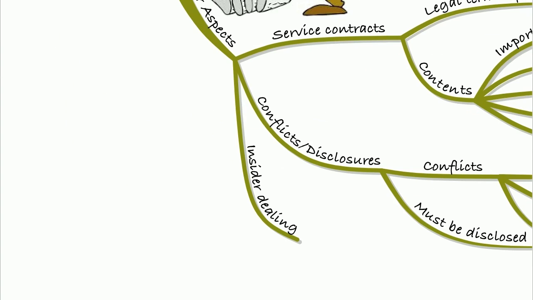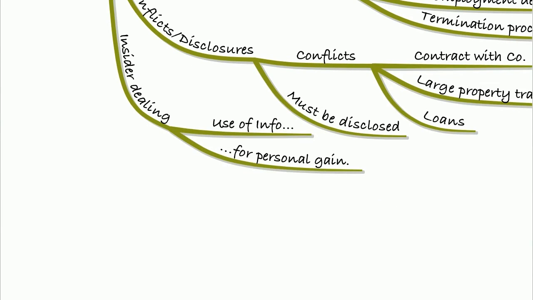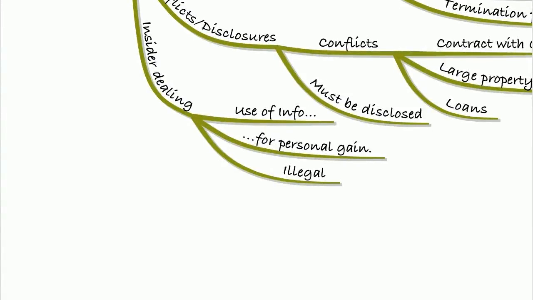Remember, insider dealing. Insider dealing is the use of information for personal gain. So for example, let's say the director knows that the company isn't doing very well, but that hasn't been disclosed yet in the annual report. Well, they wouldn't be allowed to short sell the shares, for example, to make a gain. That would be illegal. And in fact, the director could well go to jail for doing that.